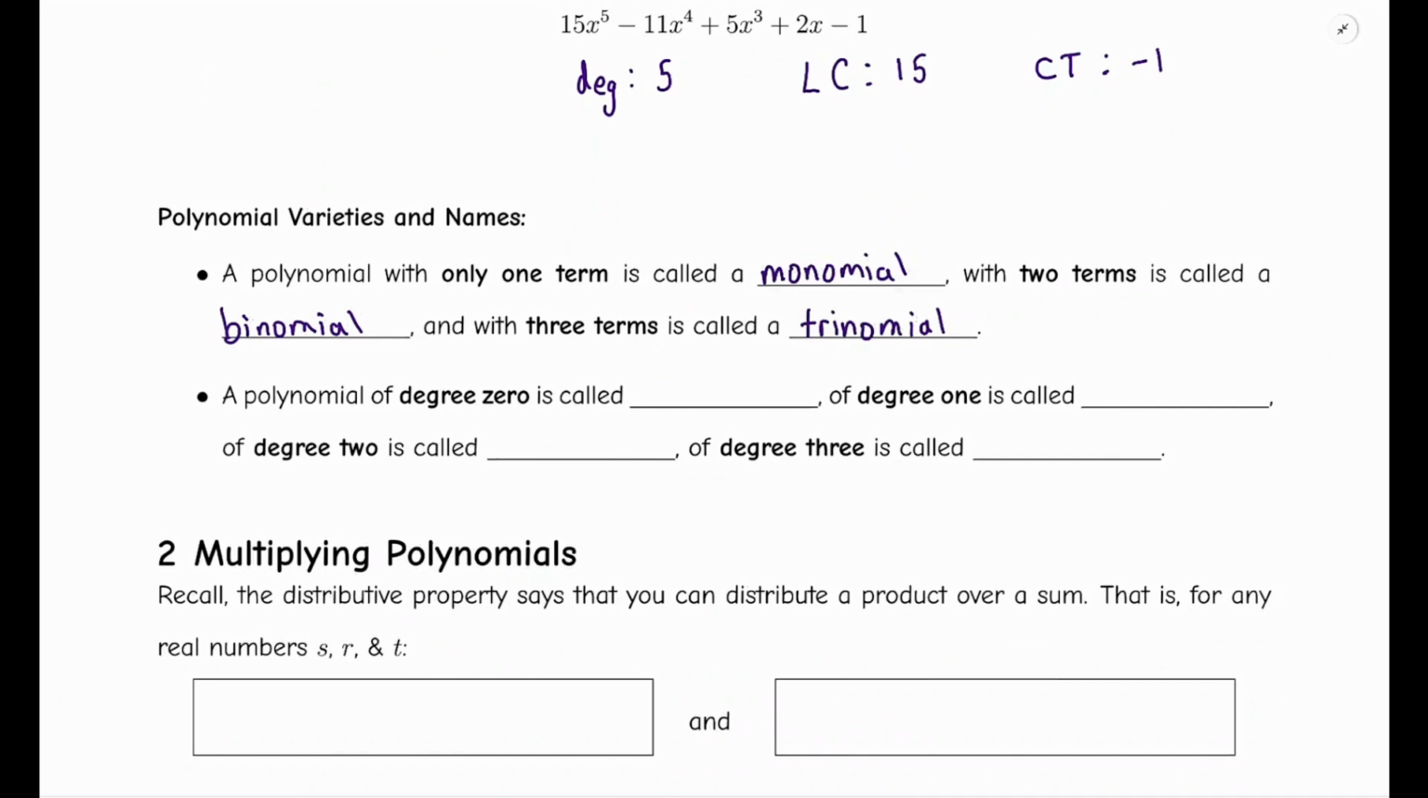A polynomial of degree 0 is called constant. Of degree 1 is called linear. Of degree 2 is called quadratic. Of degree 3 is called cubic. If it's higher than degree 3, we'll usually just call it the nth degree polynomial. For example, if it's degree 7, we'll just say it's a 7th degree polynomial.